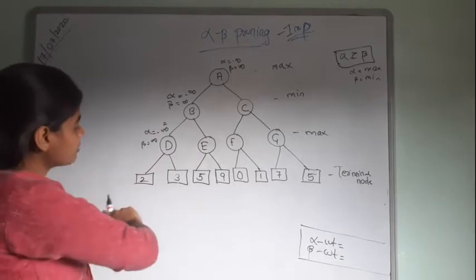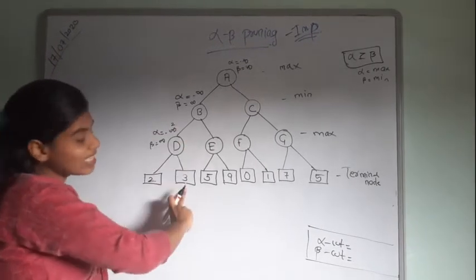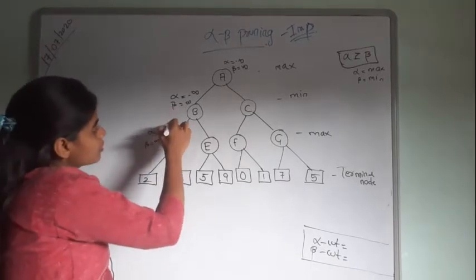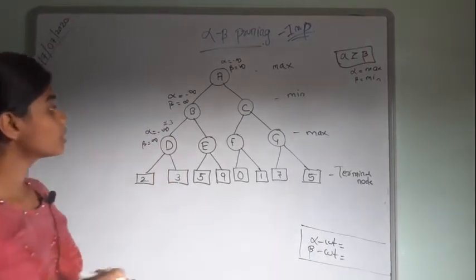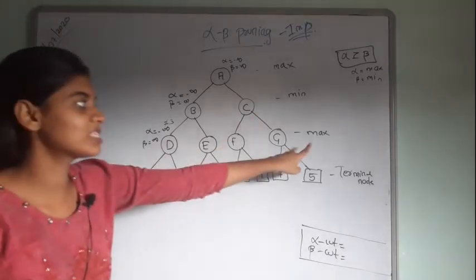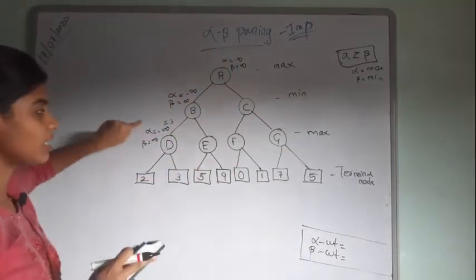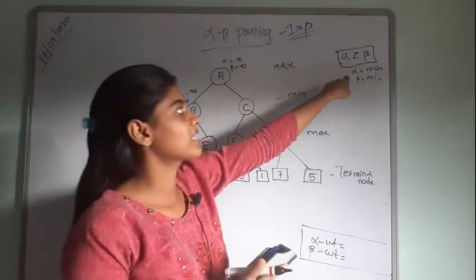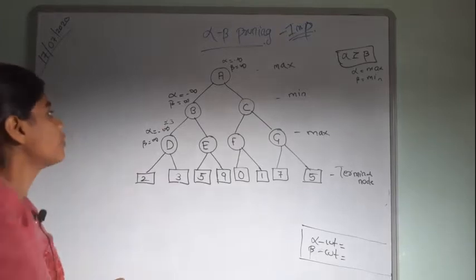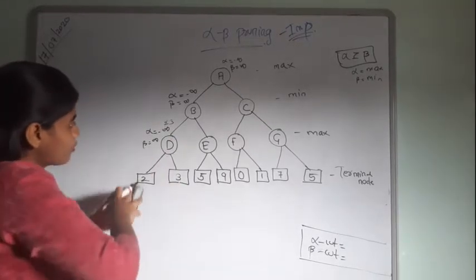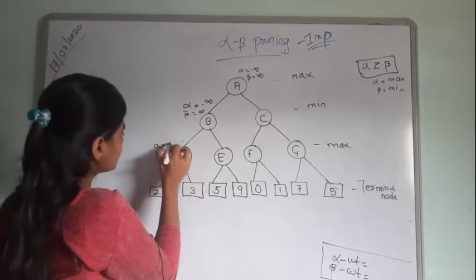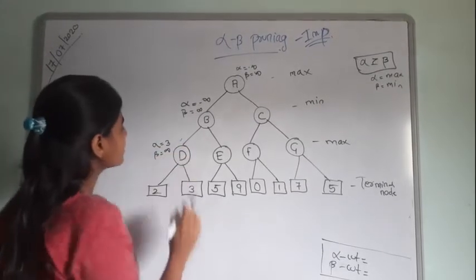After that, between 2 and 3, 3 is greater. So I will put a 3. You must be wondering why we only change the alpha value: because this layer is of maximum, you only have to change the alpha value, not the beta value. So alpha is 3, and I am going to modify it here. So alpha is 3 and beta is infinity.